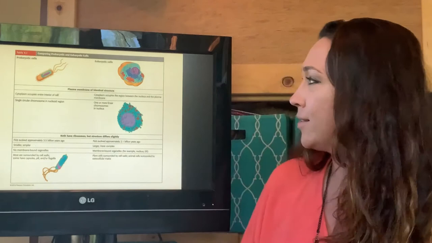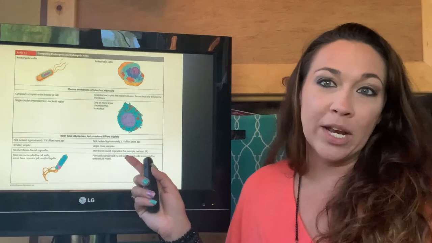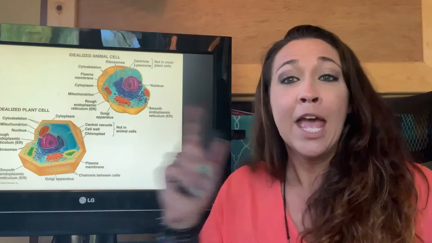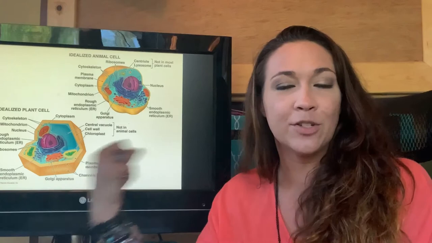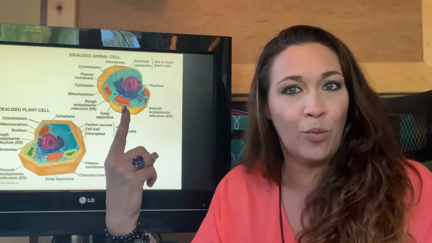All right, so again, this is a really great little diagram of the differences between prokaryotic and eukaryotic cells if you want to take a look at this for your study, which you should. Now, moving on to our eukaryotic cells, we have our animal cells here and our plant cells right here. I can tell it's an animal cell because it's kind of round and kind of squishy because it has no cell wall. You know who does have a cell wall? This plant cell right here.